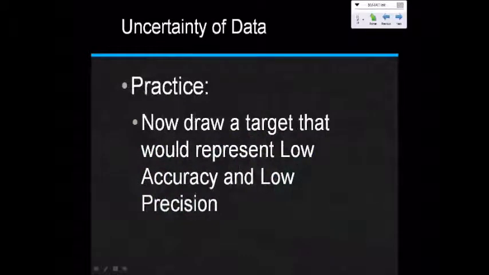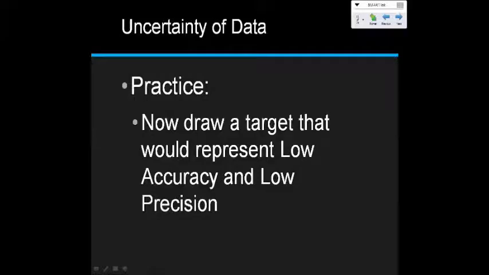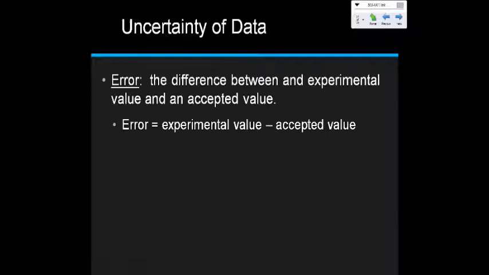Now, this is what I'd like you to do. Pause the video. I want you to draw a target that represents low accuracy and low precision. And then once you're finished drawing that, go ahead and resume the video. All right, so after you've drawn that, we'll actually check this in class tomorrow. So let's go ahead and talk about one more item.